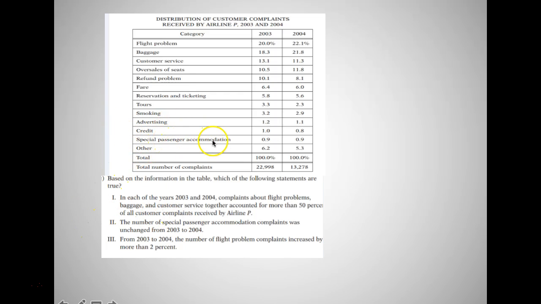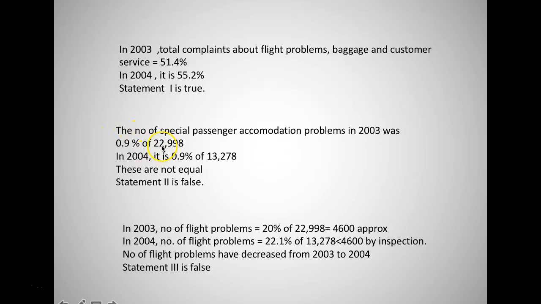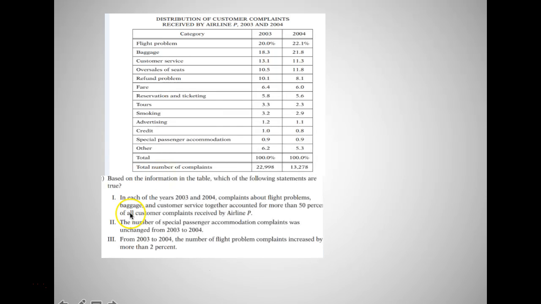Going to statement 2, the number of special passenger accommodation complaints was unchanged from 2003 to 2004. We can see that special passenger accommodation remained the same percentage of 0.9, but in 2003, it is 0.9% of 22,998, and in 2004, it is 0.9% of 13,278. These are not equal, so the number of special passenger accommodation complaints has changed, so statement 2 is false.